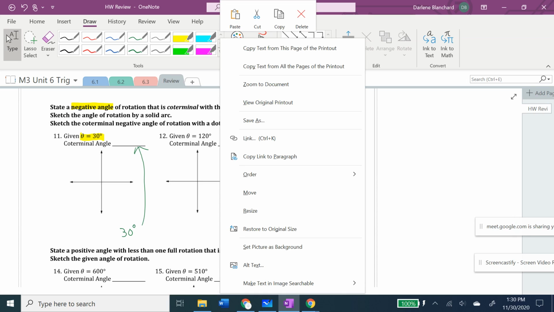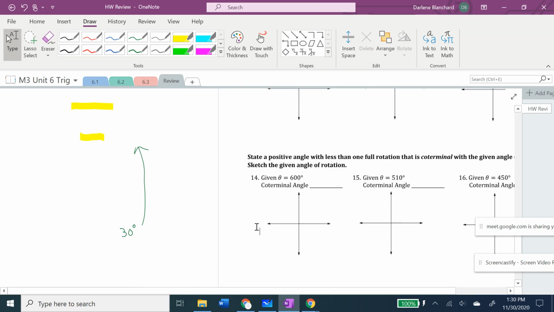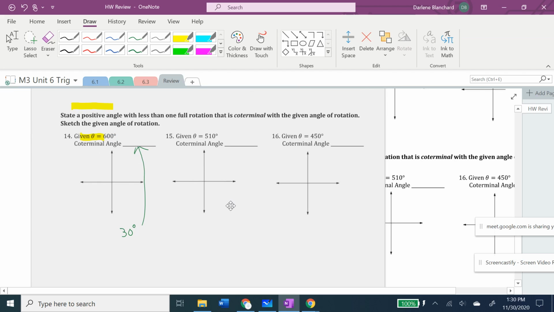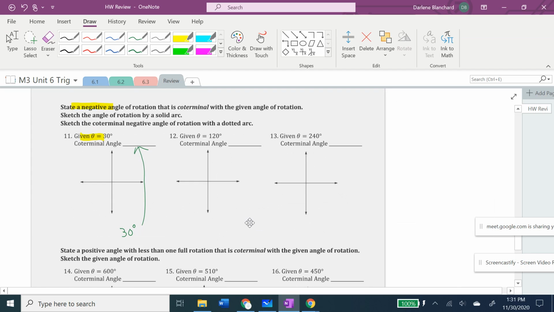So you have to remember that, stop. Can't get this to stop. There we go. And now it's all messed up. I know there's an undo button somewhere here, but all right, there we go. And that gives you negative 330 degrees.